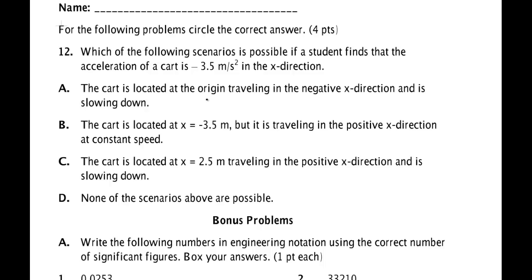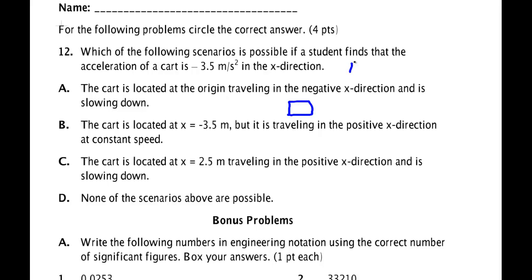This is part 3 of the video on the solutions for the Fall 2013 AP Physics course test number 3. In problem number 12, which of the following scenarios is possible if a student finds that the acceleration of a cart is minus 3.5 meters per second squared in the x direction? It says the cart is located at the origin, traveling in the negative x direction. So it's traveling in the negative x direction and is slowing down.